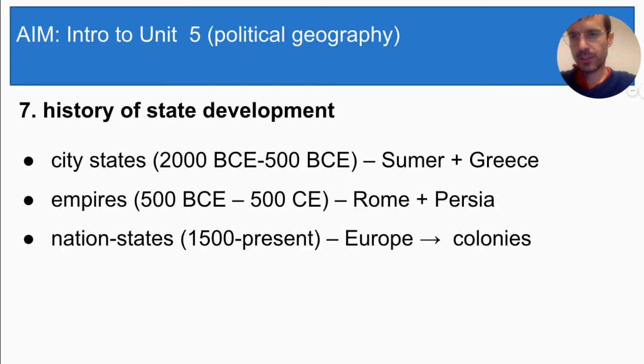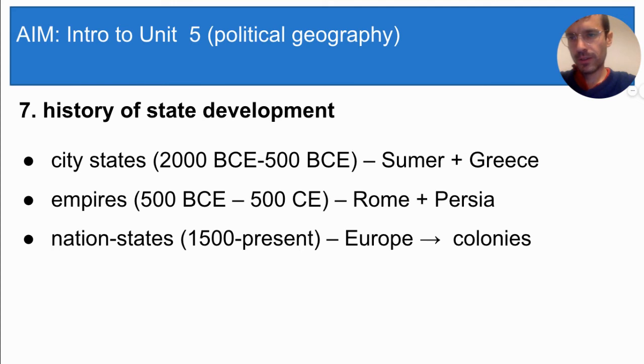But that started to change around 1500, when people in Europe started to reject the idea of an empire in favor of smaller states, called nation-states. The idea of a nation-state is that each ethnicity, remember an ethnicity is a group of people with a shared culture, each ethnicity should control its own state. So instead of many different ethnicities living under the control of a single ruler, each ethnicity would have its own country.